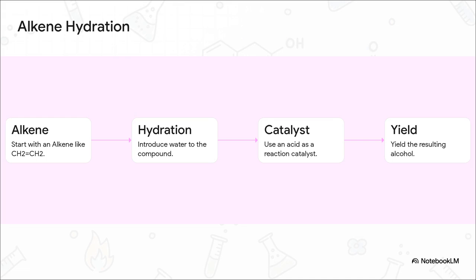When it comes to synthesizing them, one of the most common go-to methods is alkene hydration. You just start with an alkene, introduce some water for a hydration reaction, throw in an acid as a catalyst, and the whole thing yields your resulting alcohol, like turning ethene into ethanol.